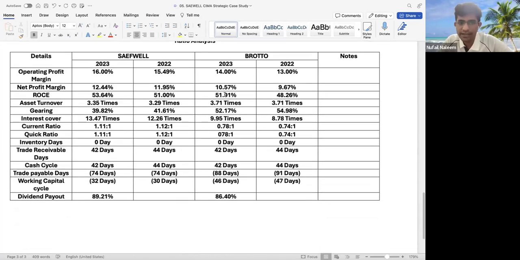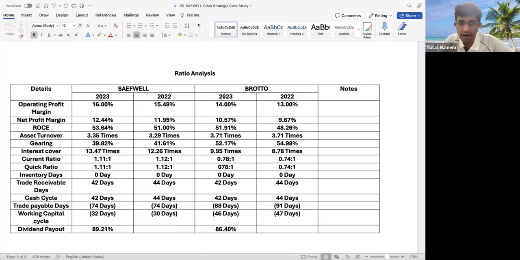Now let's come to the ratio analysis, students. If you observe in this case, we don't have gross profit margin. We are directly going with operating profit margin. And one biggest challenge is the cost breakdown of these things is not provided. So we have to make our own assumption. Now, if you observe, our operating profit margin is slightly better than, or greater than, Brutto. The reason is we are second in the market and we may have a better service compared with Brutto.